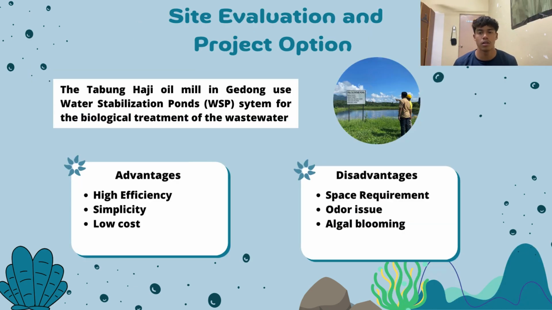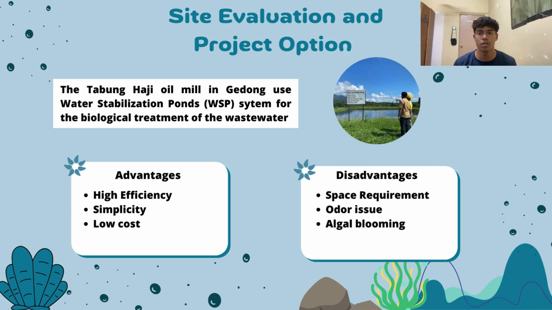The Tabung Haji oil mill in Gedong uses a water stabilization pond (WSP) system for the biological treatment of the wastewater. WSP is a type of wastewater treatment system that uses natural processes involving algae and bacteria to treat wastewater. These ponds are designed to retain wastewater for a sufficient period to allow natural biological processes to reduce pollutants. The advantages of WSP are that it has high efficiency in treating wastewater, is easy to construct, does not require highly skilled labor to operate or monitor the treatment process, and lastly, it is widely used because it requires low cost to operate.